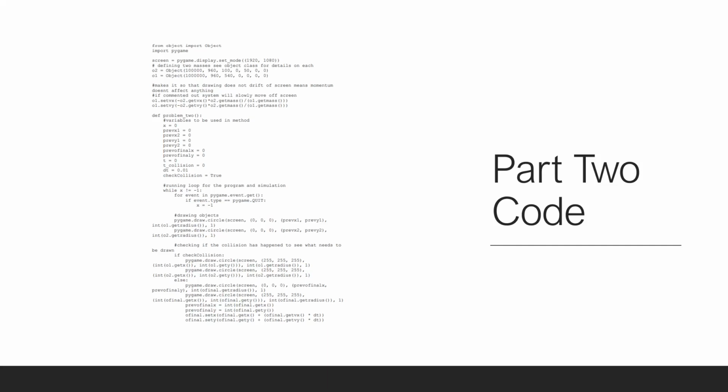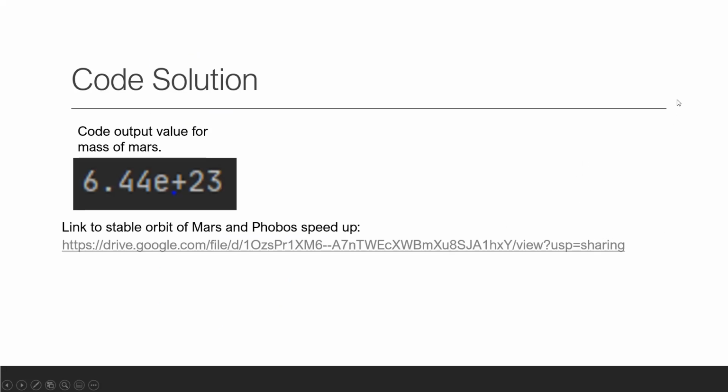We have the defining objects of O2 and O1, and we added a momentum. We accounted for momentum so that the drawing doesn't drift off the screen. So this means that momentum doesn't affect anything. And then we have also the calculations and all that to get the answers. So our code solution was 6.44 times 10 to the 23rd, which was basically the same thing.